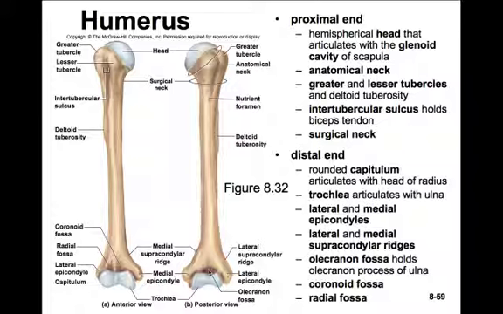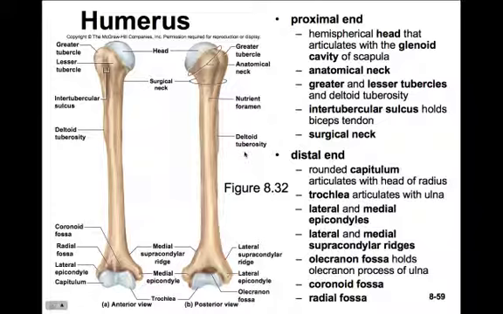The coronoid fossa is a ditch in the other side of the humerus joint, and the radial fossa is right next to it. So go ahead right now, pull out your paper while we're on this slide. Write down all the features that you need to know about the humerus. There are many more, but we're not going to learn all of them.